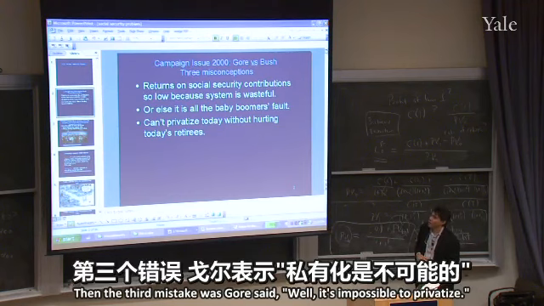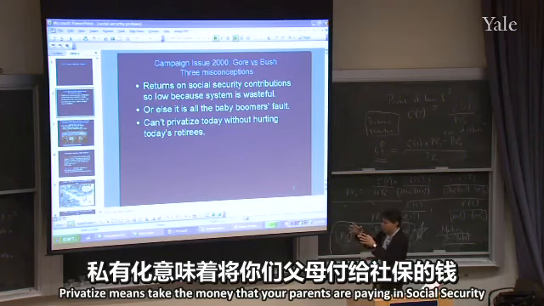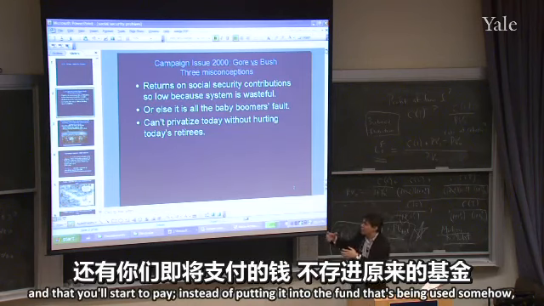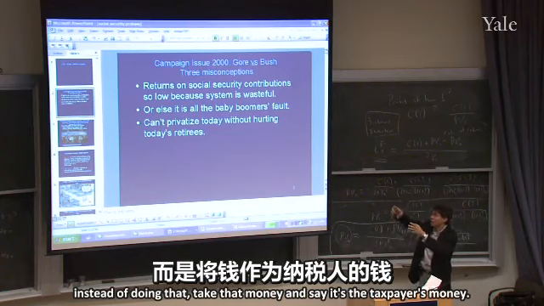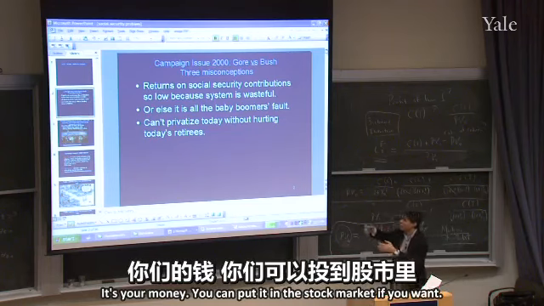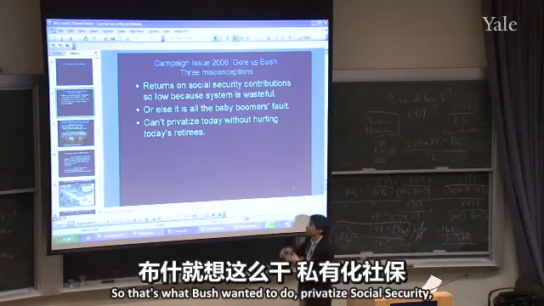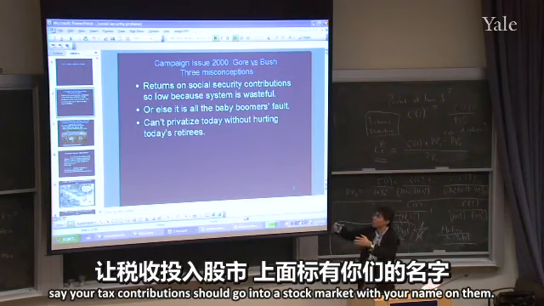Then the third mistake was Gore said, well, it's impossible to privatize. Privatize means take the money that your parents are paying in Social Security and that you'll start to pay, instead of putting it into the fund, which is being used somehow, you don't probably know exactly how, instead of doing that, take that money and say, it's the taxpayers' money. It's your money. You can put it in the stock market if you want. So that's what Bush wanted to do, privatize Social Security. Say your tax contributions should go into a stock market with your name on them.